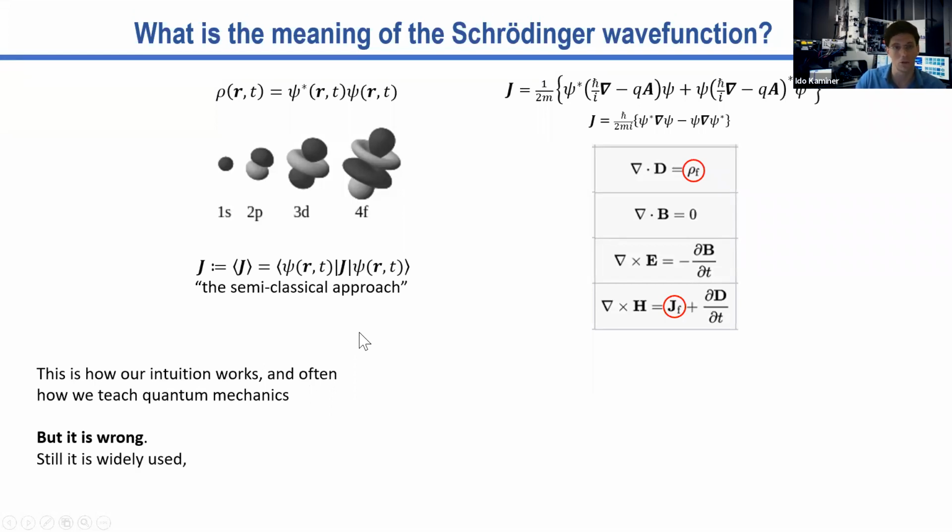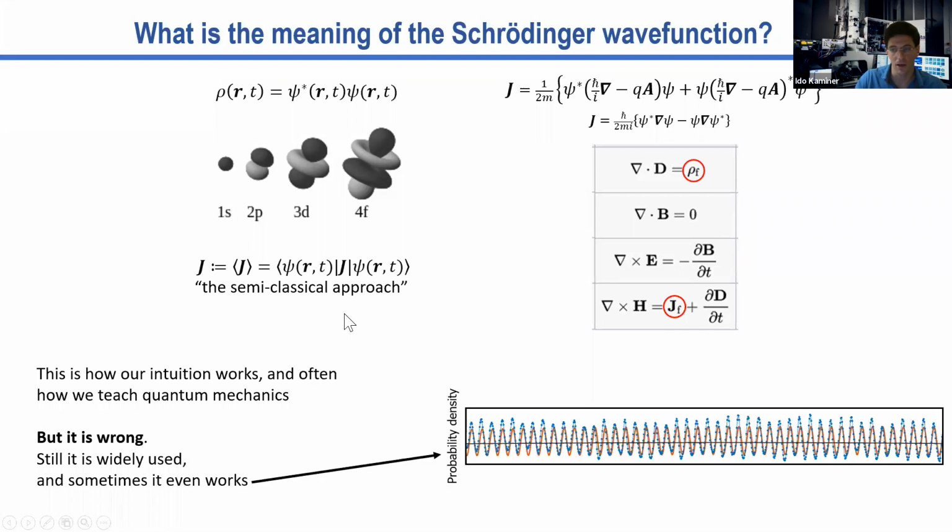Still, it is widely used in theoretical descriptions of interactions of light and electrons. And it's actually also legit to use it often. Like was happening in our experiments, we can really think about the electron as a density, and that was legit.